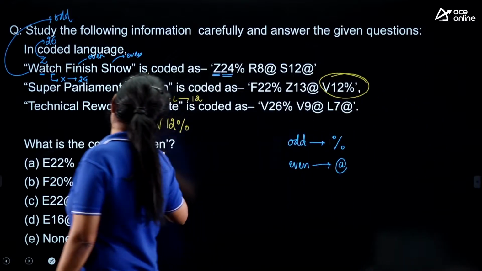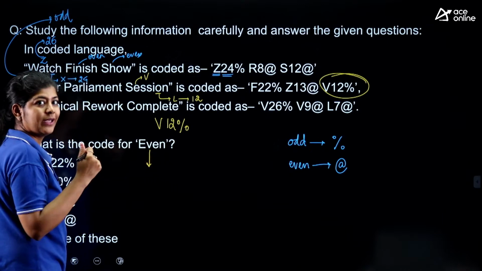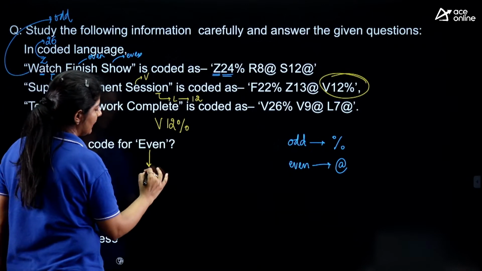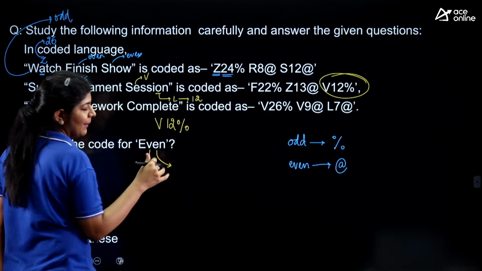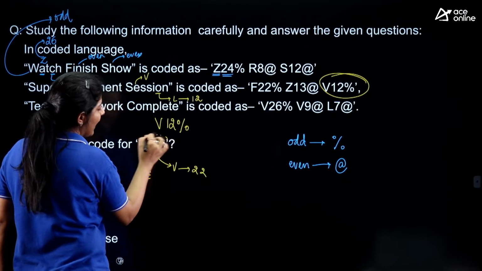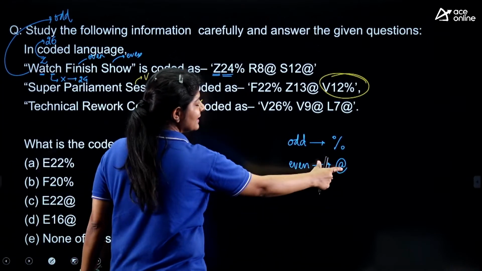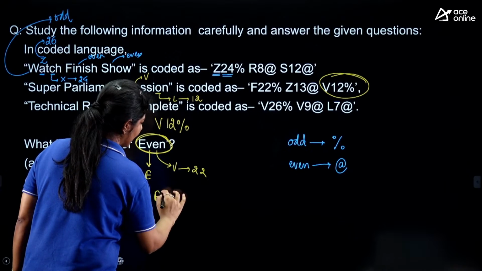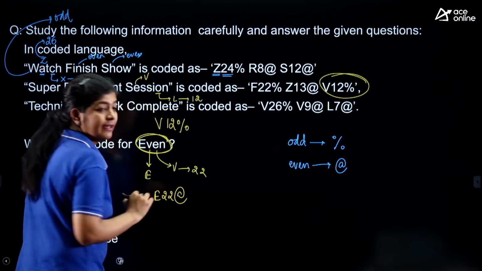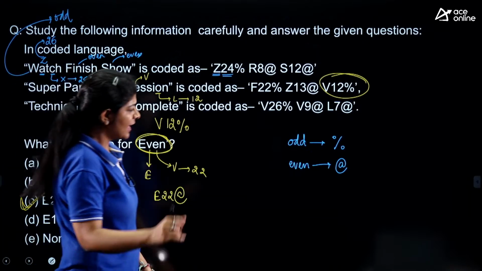Now here we have the word even. The second letter is V. Opposite pair is E. Here E, opposite pair is V, the associated number 22. How many letters do we have? 4. Even number. That means @. E22@, right? Option number C is the correct one.